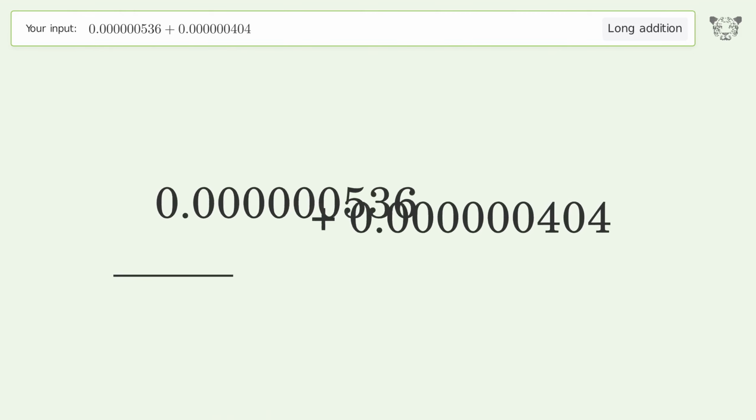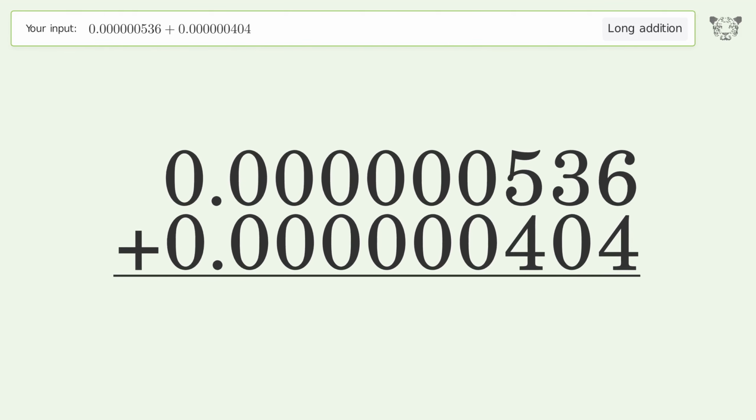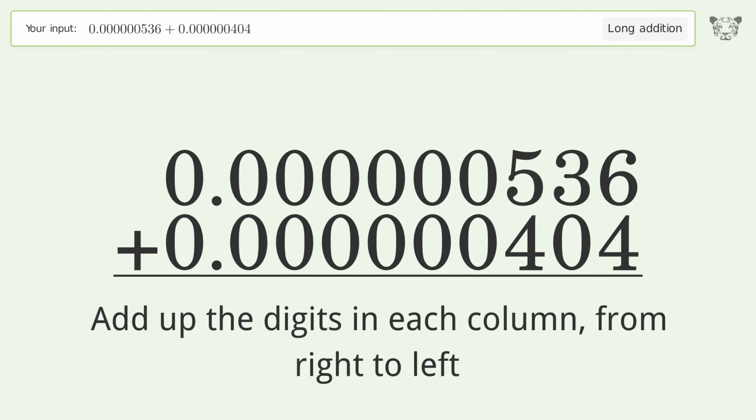Rewrite the numbers from top to bottom, aligned by their place values. Add up the digits in each column, from right to left.